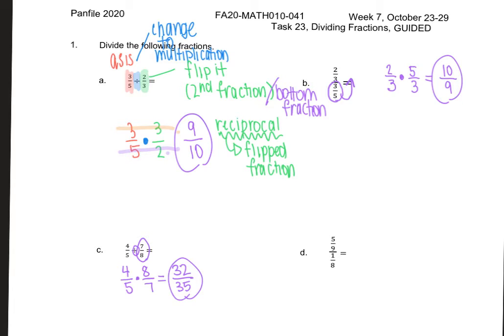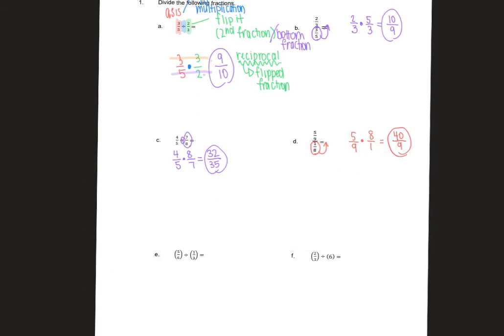Letter D, we're going to take the bottom fraction, bring it up, and flip it. So it becomes 5 over 9 times 8 over 1. So 5 times 8 is 40. 9 times 1 is 9. And 40 over 9 does not simplify, so we have 40 over 9, and we are done with that one.